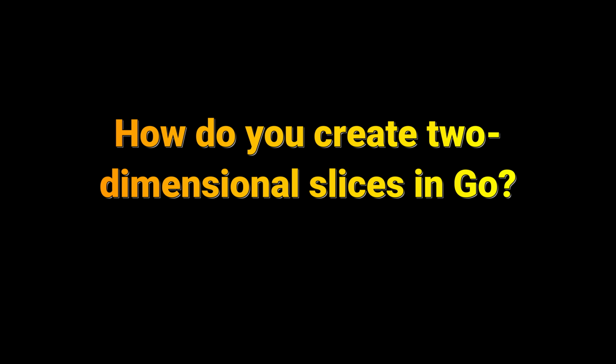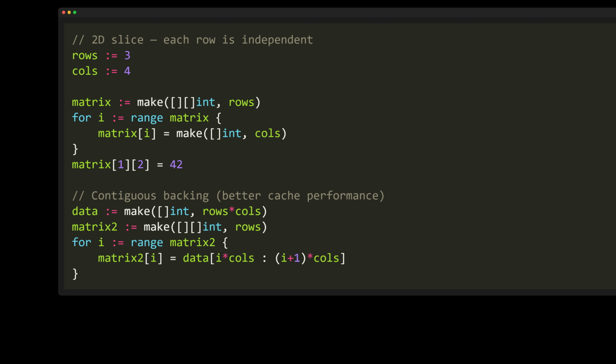Question: how do you create two-dimensional slices in Go? To create a two-dimensional slice in Go, you first create a slice of slices. Then you need to loop through each row and create the inner slice. This gives you independent rows that can be accessed with two indices.